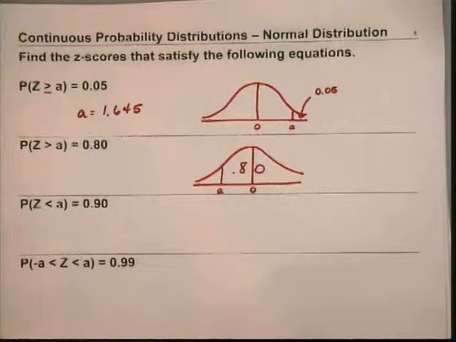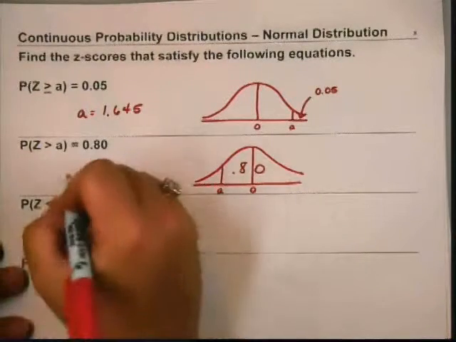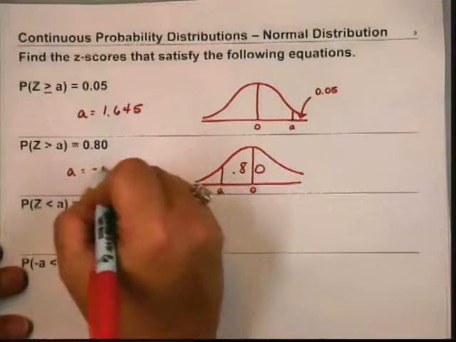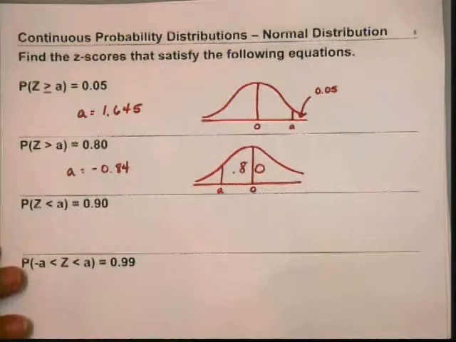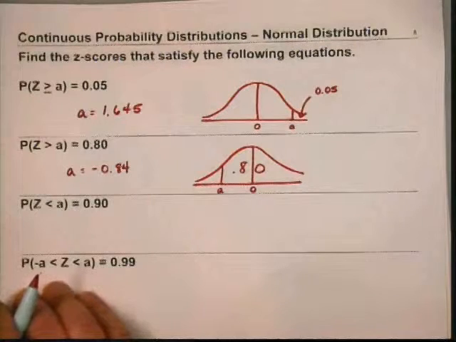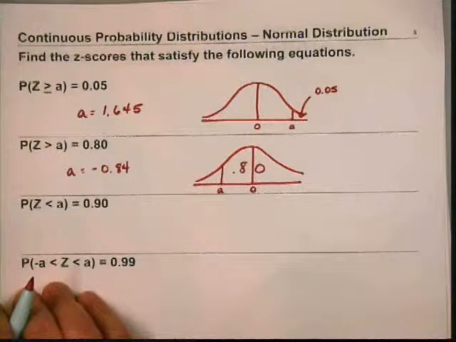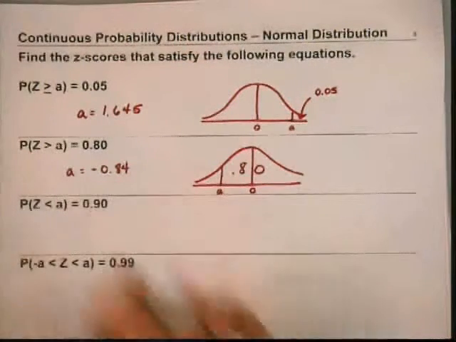So what is your value for A? Negative 0.84. Does everyone agree? The actual area listed in the table is 0.7995. The closest area, right, to 0.8.